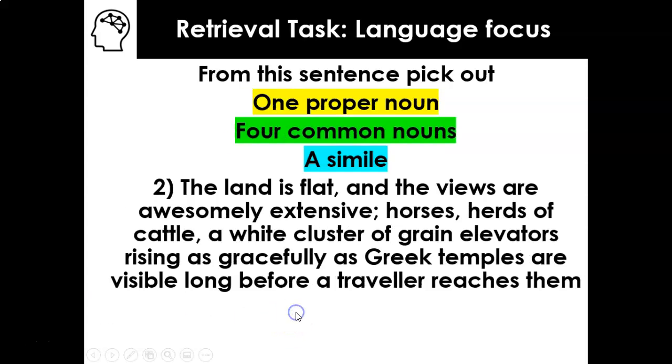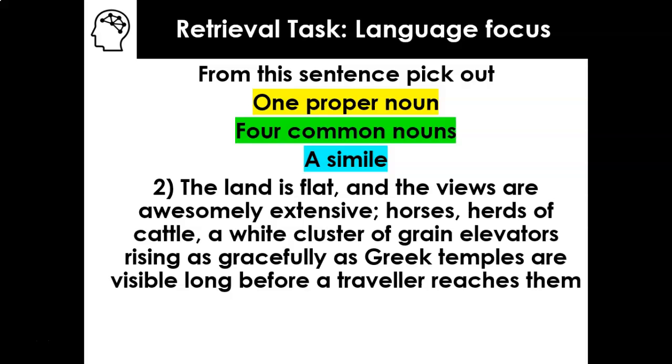I want you to pick out in this one 1 proper noun, 4 common nouns, and a simile. Okay, so this is our sentence. The land is flat and the views are awesomely extensive. Horses, herds of cattle, a white cluster of grain elevators rising as gracefully as Greek temples are visible long before a traveller reaches them. So a beautiful expanded sentence here. It's quite a long one. We've got lists, we've got lots of information, but find me 1 proper noun, 4 common nouns, and this simile, and just write those into your book, and we'll mark them together in a minute.